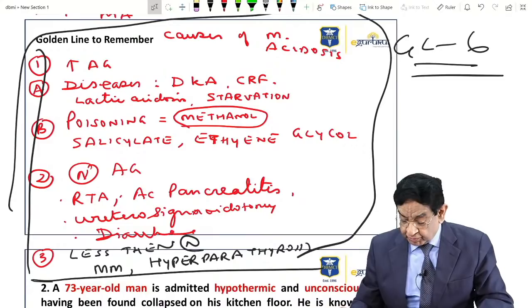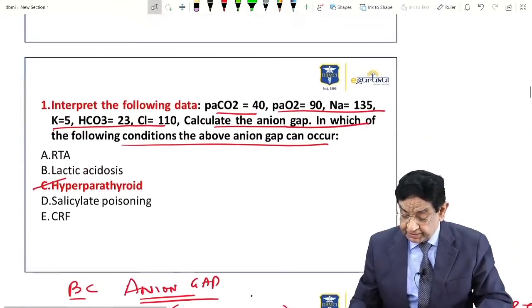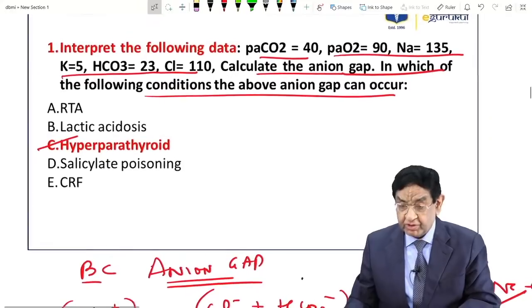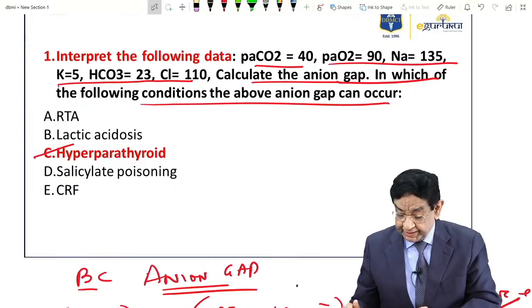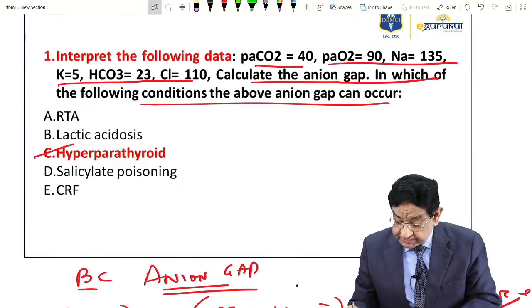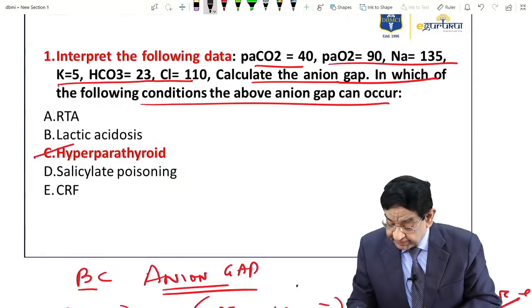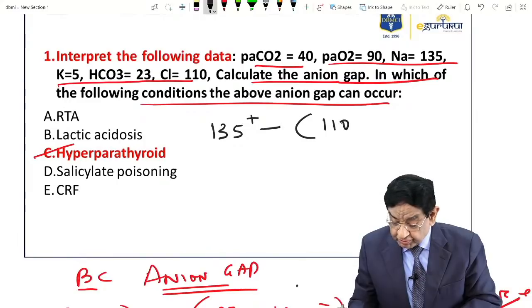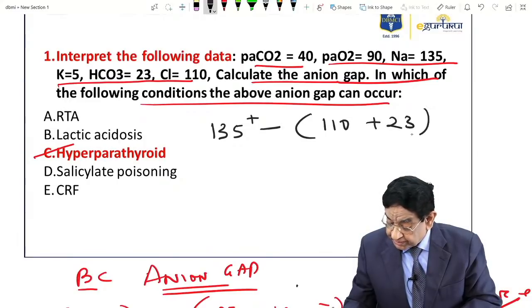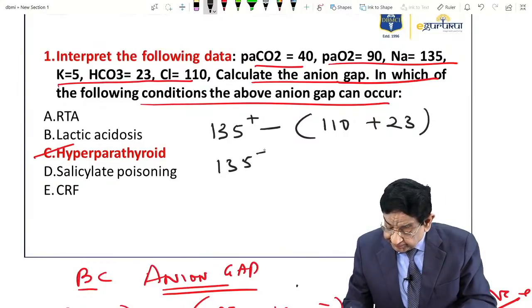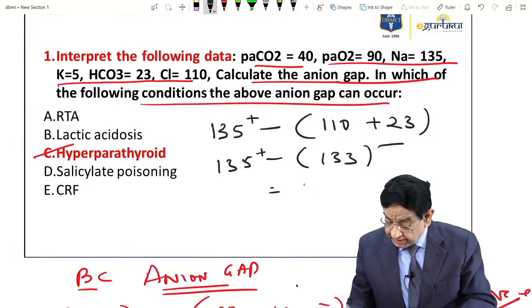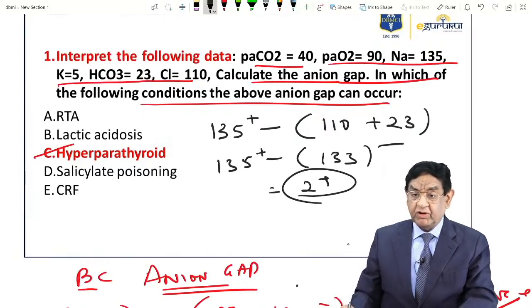Now let us see, I hope you have written. Let's go back to our question. In this case, all the students, you calculate the anion gap. Quickly, the anion gap is sodium, how much? 135. How much is chloride? 110. Bicarb is 23. So what we are getting is 135 minus 133. Oh, anion gap is 2 only. It is less than normal.